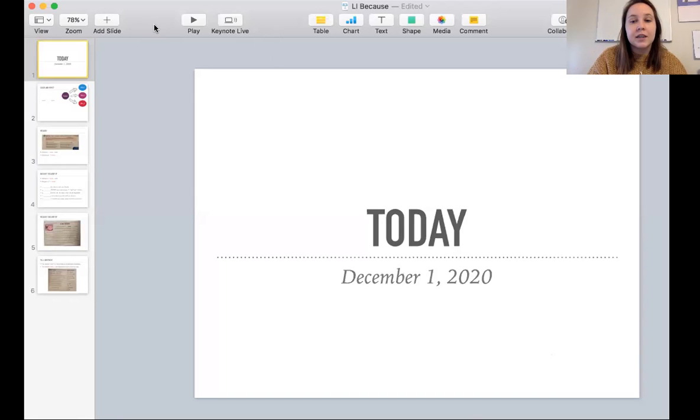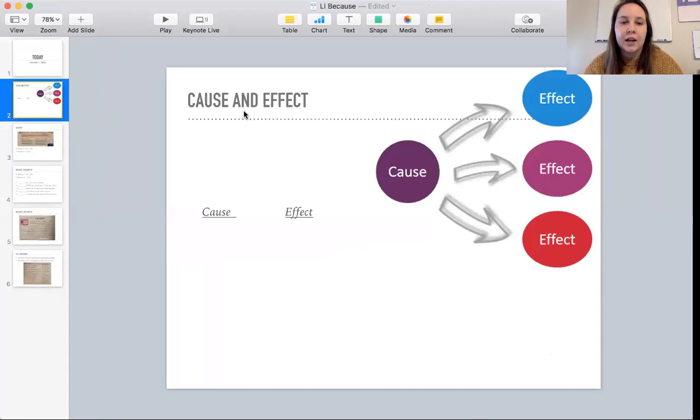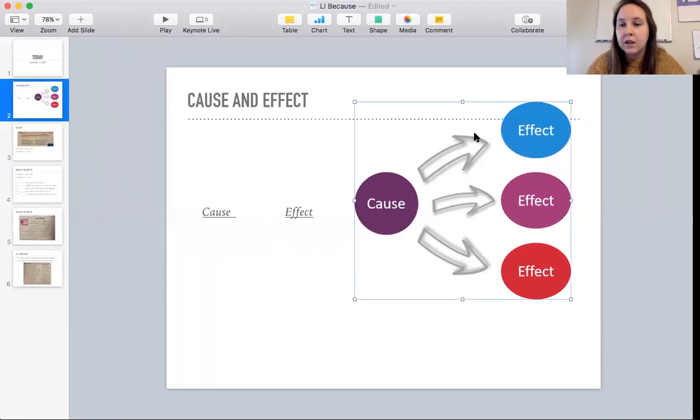All right, guys. Today we're going to be looking at some very specific language, some cause and effect language. When we think about cause and effect, we're thinking about being able to link two different actions. The action that started it, the cause, and then the effect, what happens because of that.